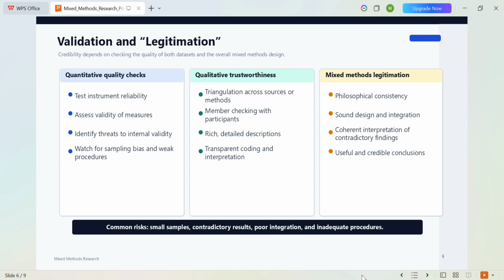In quantitative validations, test the reliability of your instruments and check for sampling biases. And in qualitative validations, use methods like triangulations, which means cross-checking with different sources, and member checking, which means asking participants to review findings. In mixed methods, we also validate the entire research design to ensure it's philosophically consistent and that your integration of the two data types makes sense.